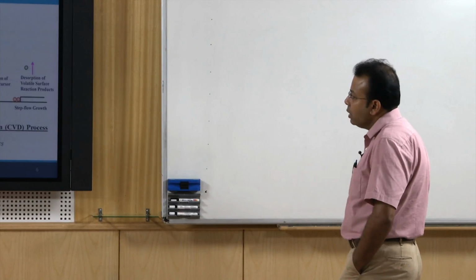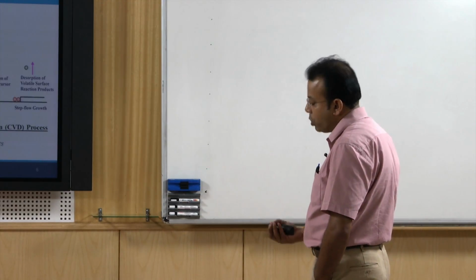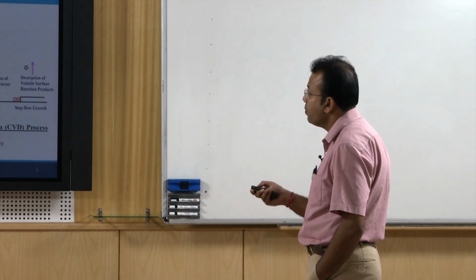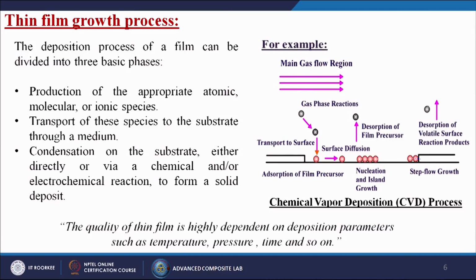So, how are we doing these thin films, or rather how are we preparing these thin films, and what are the growth mechanisms? The deposition process of a film can be divided into three basic phases. First is the production of the appropriate atomic, molecular or ionic species. This is the number one method. Then second is the transport of these species to the substrate through a medium. And the last one is the condensation on the substrate, either directly or via chemical or electrochemical reactions, to form a solid deposit.